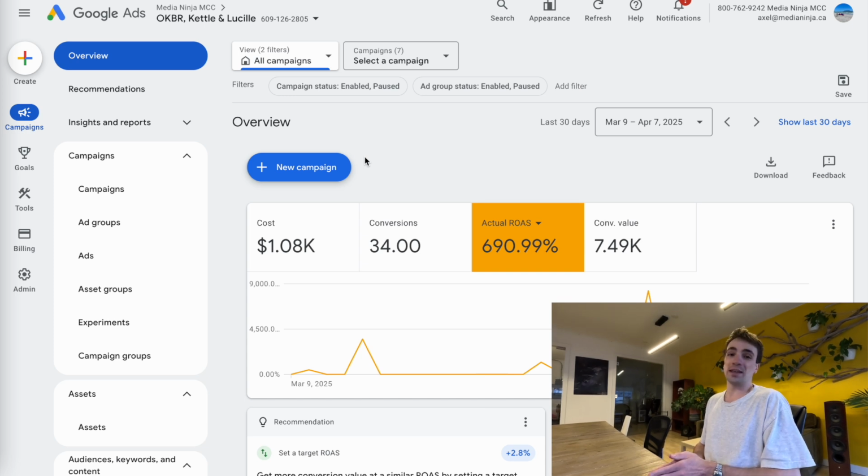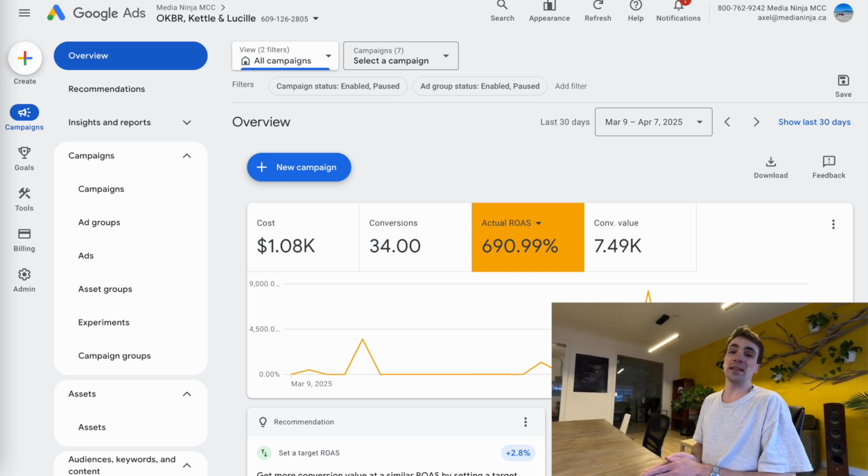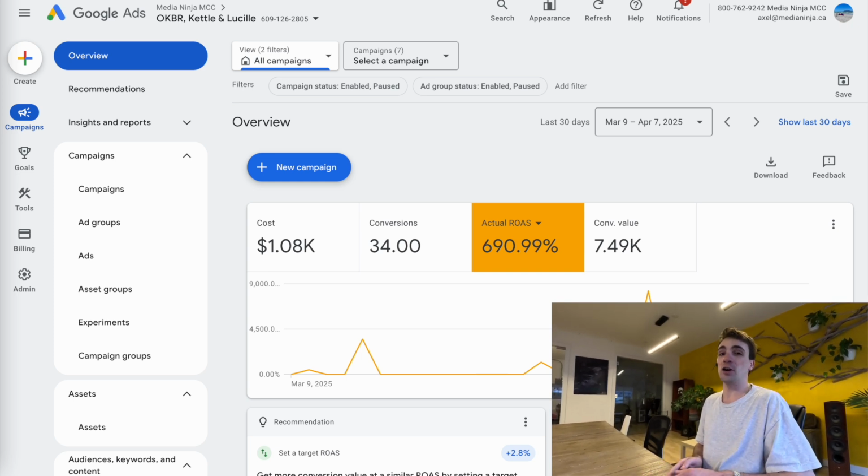But the whole point is that ROAS essentially shows you how much money you are getting back for every dollar amount spent, as a percentage or a multiplier X amount. And this can be really useful because it's essentially telling you not only if your ads are profitable or not, but how profitable they are. And so the higher the ROAS figure you have, the more profitable your ads are.